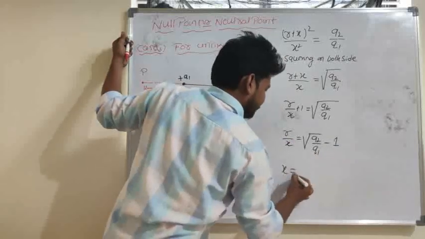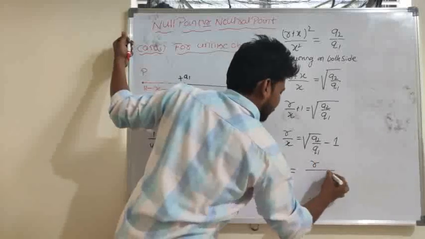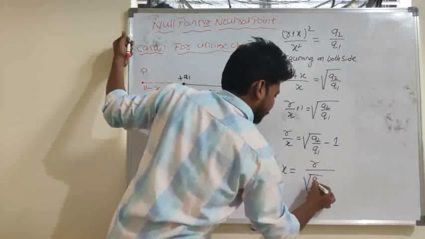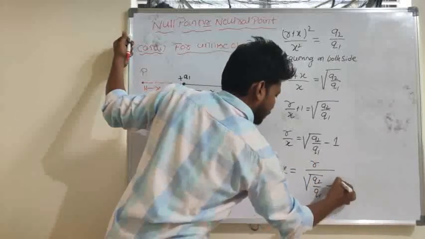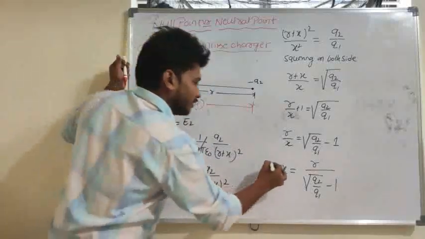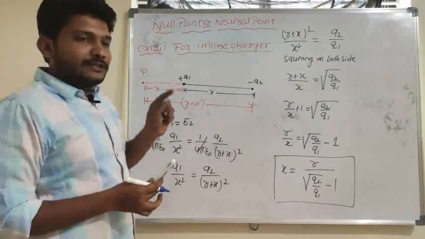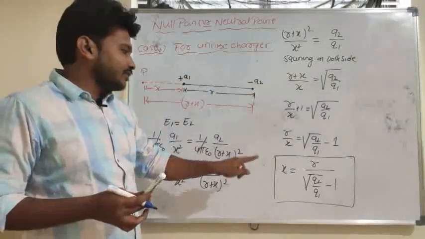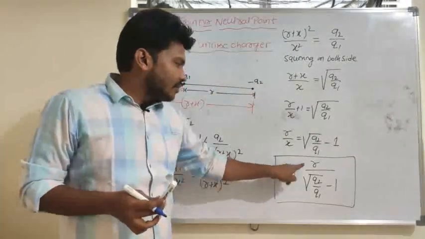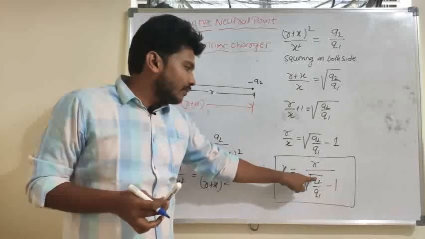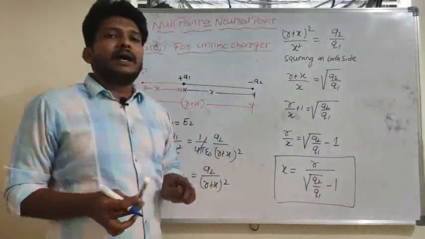So x is equal to what finally? R divided by square root of q2 by q1 minus 1. I hope you understand this step here. The neutral point exists between the dissimilar charges. So x is equal to r divided by square root of q2 by q1 minus 1.